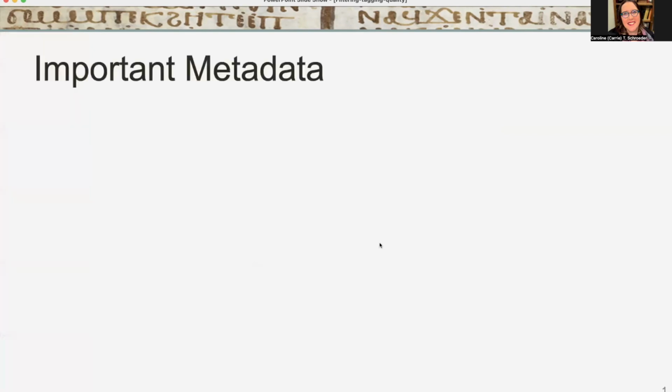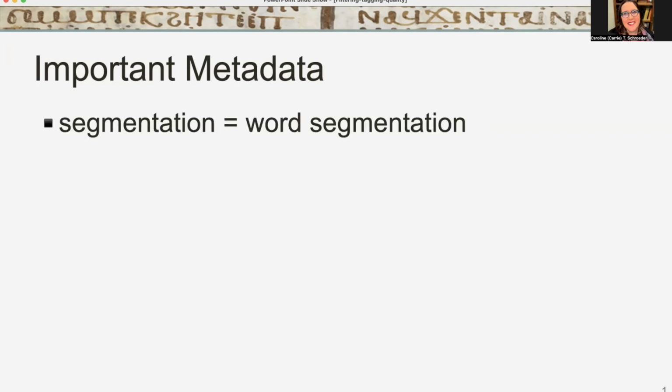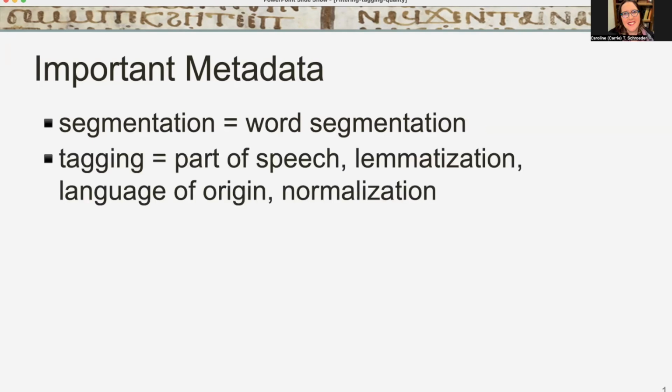So all of this information about how our materials are processed and whether a person has gone through those annotations, checking for accuracy, all of that information is in the metadata of every document. The important metadata fields are segmentation, which will tell you about the word segmentation, tagging, which will tell you about annotations such as part of speech, lemmatization, language of origin, and normalization.